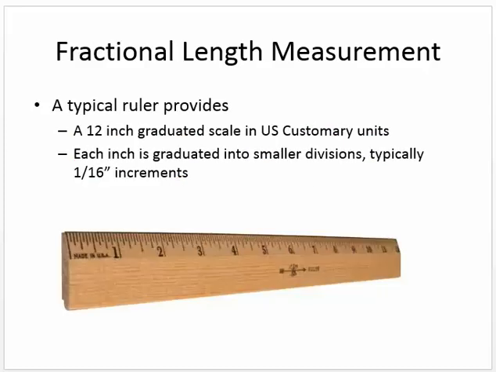All right. Fractional length measurement. A typical ruler provides... Here's a typical ruler. This is measured in inches. You see the 1, 2, all the way out to 12 inches here. Each inch is graduated into smaller divisions, typically 1/16 inch increments. And on here, if we were to keep putting little marks, there'd be 16 of those between here and there. Got it?